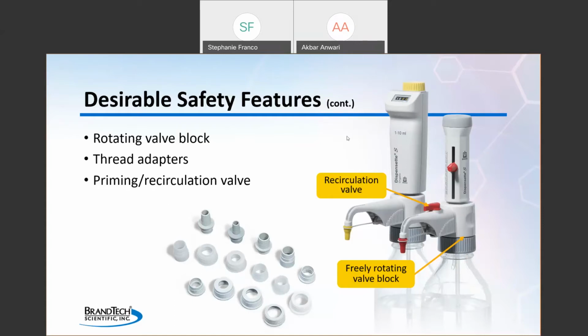So it looks like the majority of you do attach the bottle top dispenser directly to the reagent bottle. So that's good information for us to have. And now I'll go ahead and turn it back to you, Akbar. Yeah, that's great to know. It's good to know that people are attaching the dispenser directly to the bottle. It's a much safer way of operation.